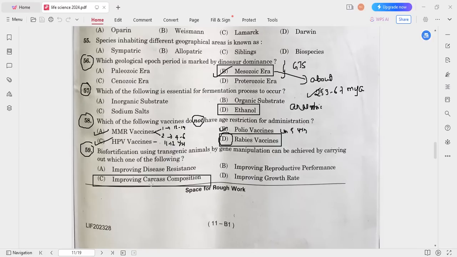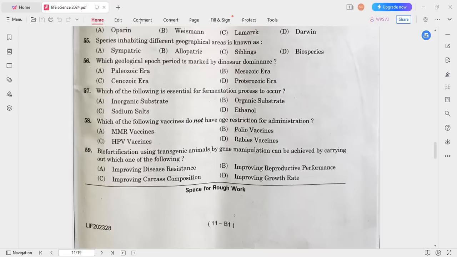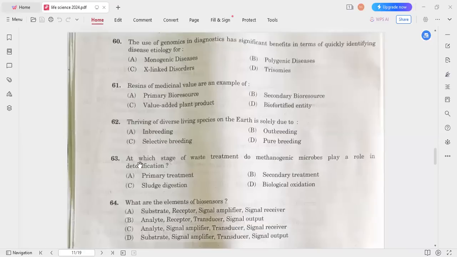Here carcass means the meat. Especially the dead meat, which is rich in organic substances, or to increase the meat quality, a biofortification process is done, and that too for transgenic animals. So the answer for question number 59 is option C. Now let's move on to the next question, question number 60.